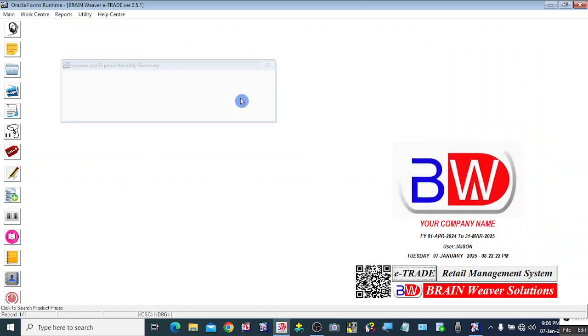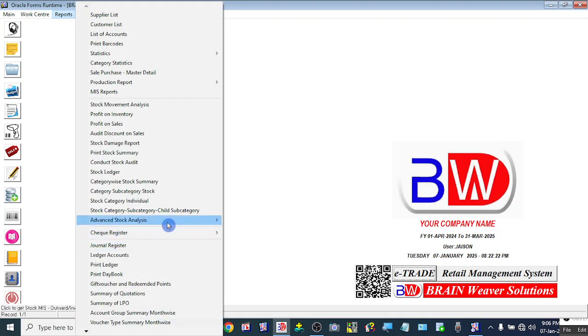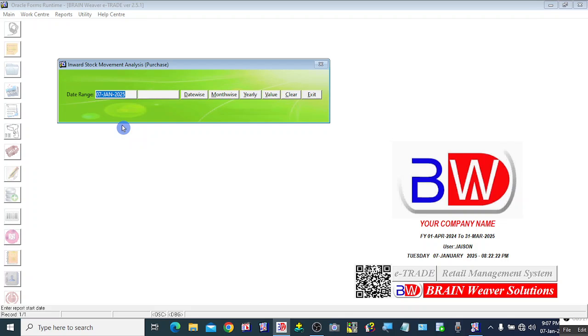Another very useful periodical report that you may be interested to see is the advanced stock analysis report. From the report menu you can see one stock analysis, advanced stock analysis, inward analysis breakup. Here I am entering 1st January 2024 to 31st December 2024.